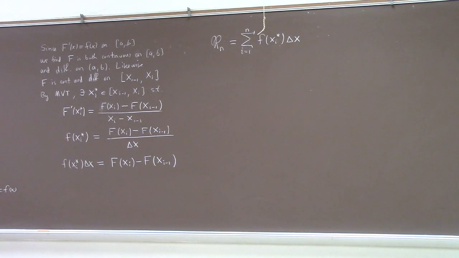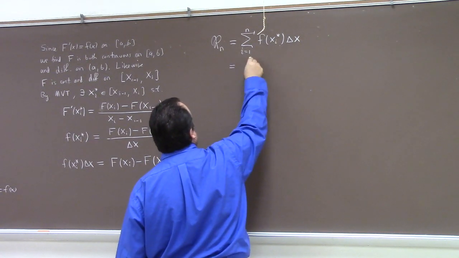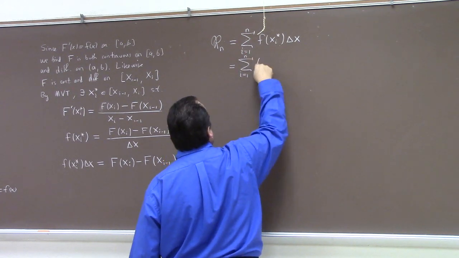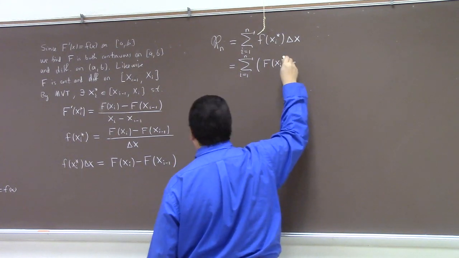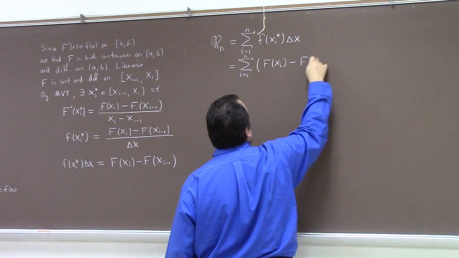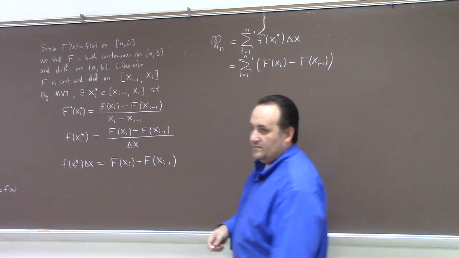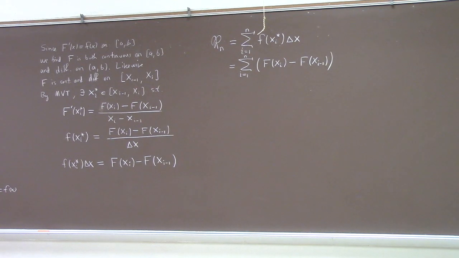But check it out. So what is this? This is the sum i equals 1 to n of F of x sub i minus F of x sub i minus 1, by this calculation over here. I don't know if you guys have ever seen a summation like this before, but something really neat happens. Can I write it out? Let me write it out.